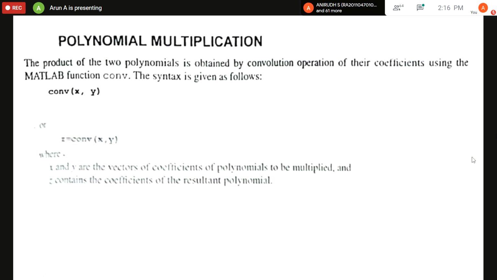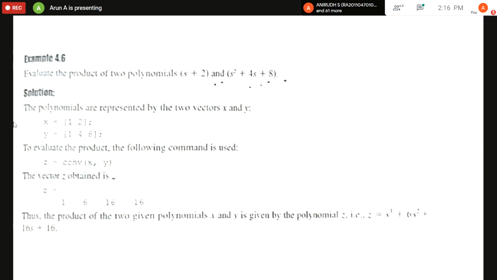You have maths. Now I'll go into the direct example. Evaluate the product of two polynomials given in the question. One is s plus 2, the other one is s square plus 4s plus 8. You have to break it up. So it is 1 and 2. For the first, s square is 0, and for the other, s square is 1, 4s is 4.